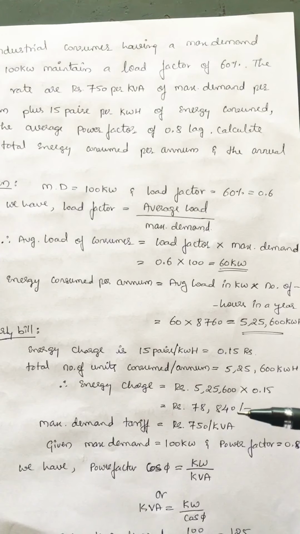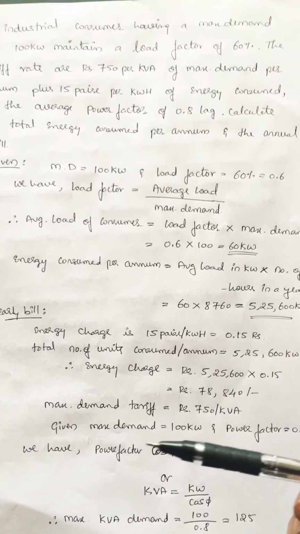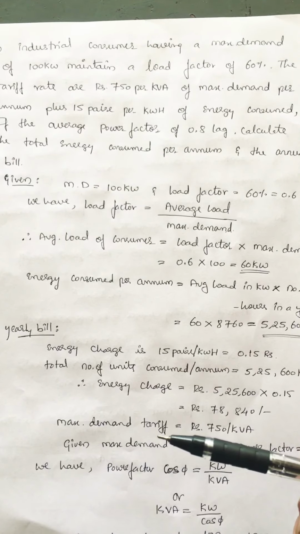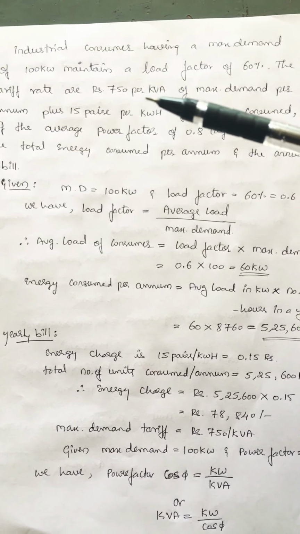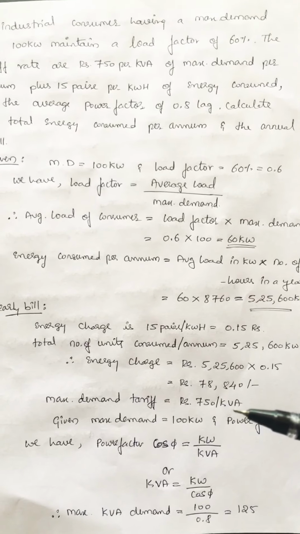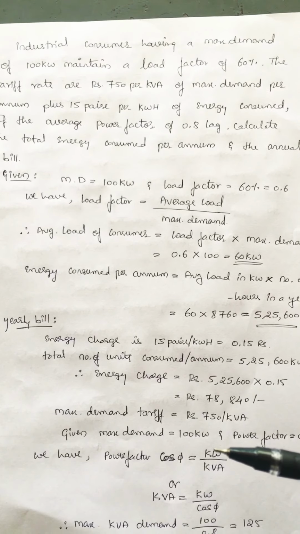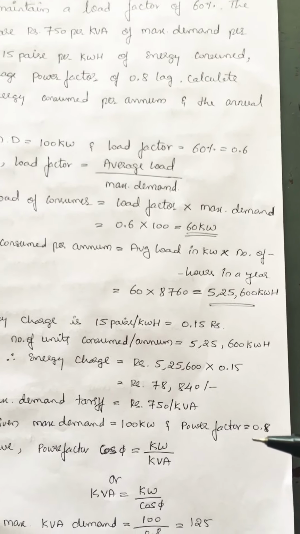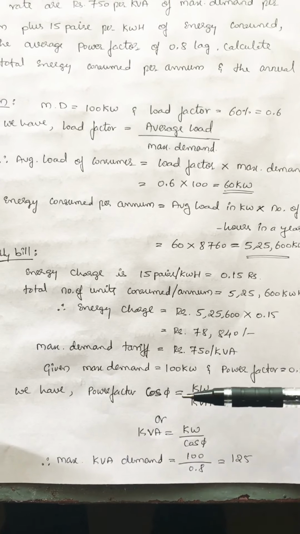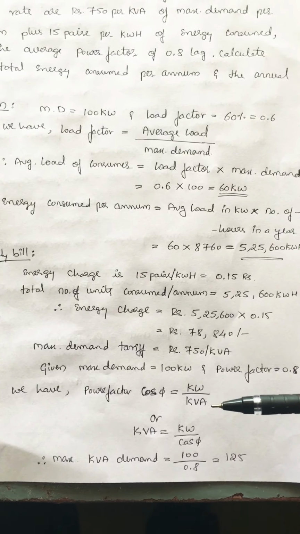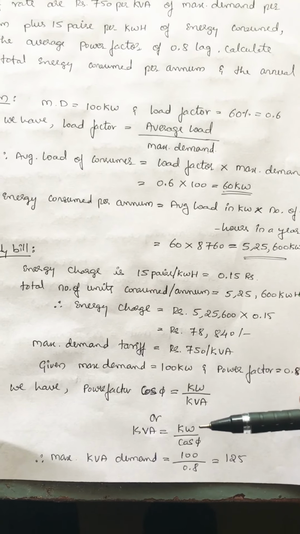Once you obtain this, go for determining the demand charge. In order to determine the demand charge, we know the maximum demand tariff, which is given as rupees 750 per kilovolt ampere. The given maximum demand is 100 kilowatt and the power factor given is 0.8. We have the formula that power factor, that is cos phi, is equal to kilowatt divided by kilovolt ampere. If we rearrange this, kilovolt ampere is equal to kilowatt divided by cos phi.